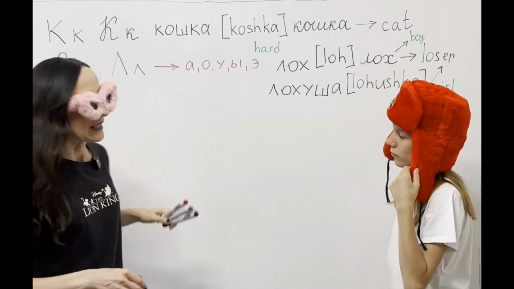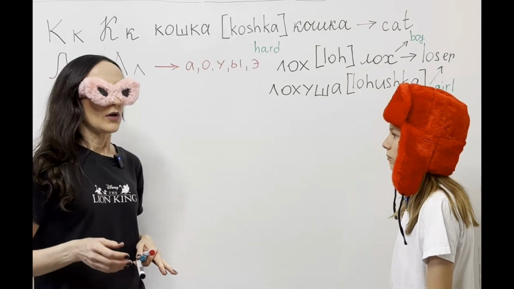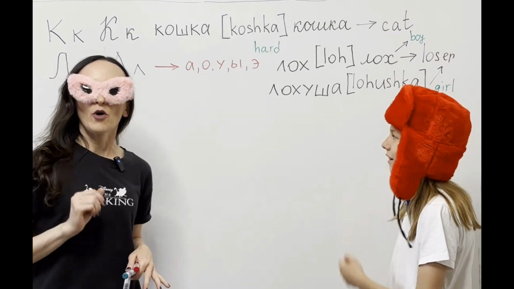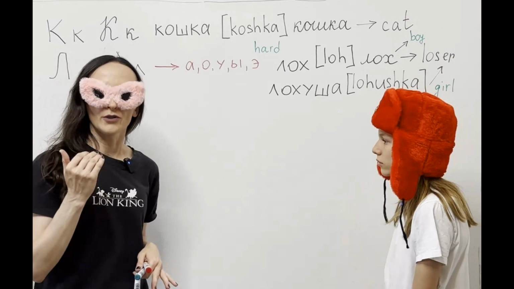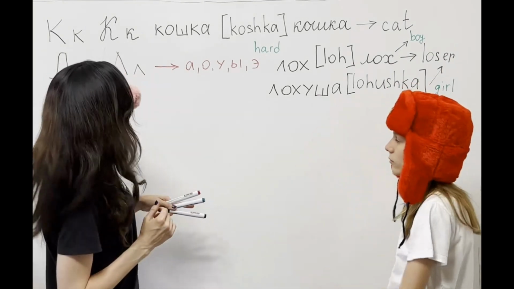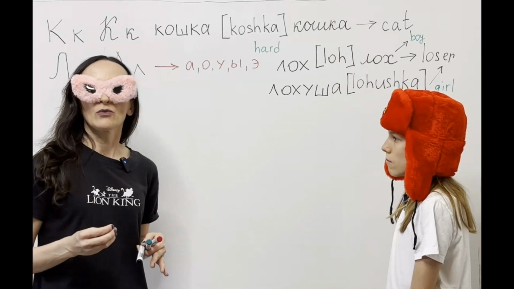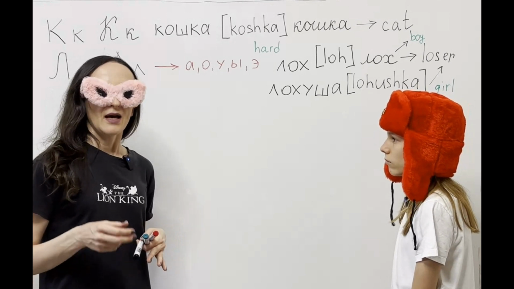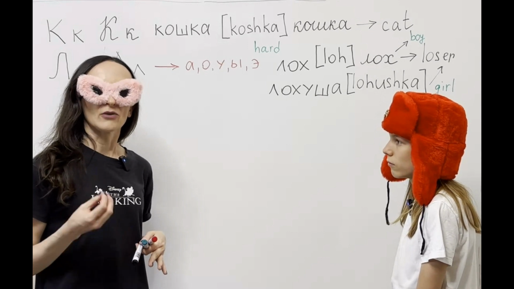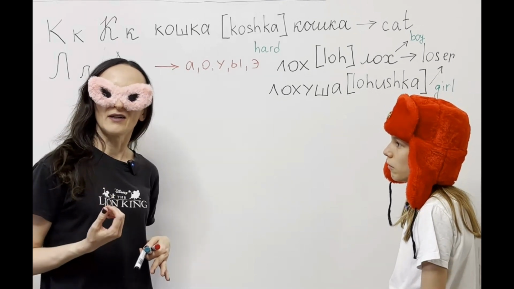If you wanna make this letter sound soft, you put the tip of your tongue on the upper jaw, on that bump, but you flatten it. So in comparison with the English L, our L is flatter. So try to make the tip of your tongue flatter. L.